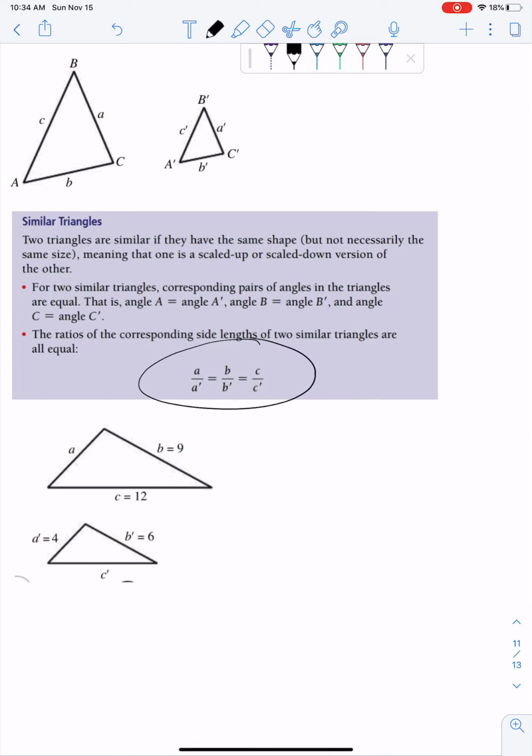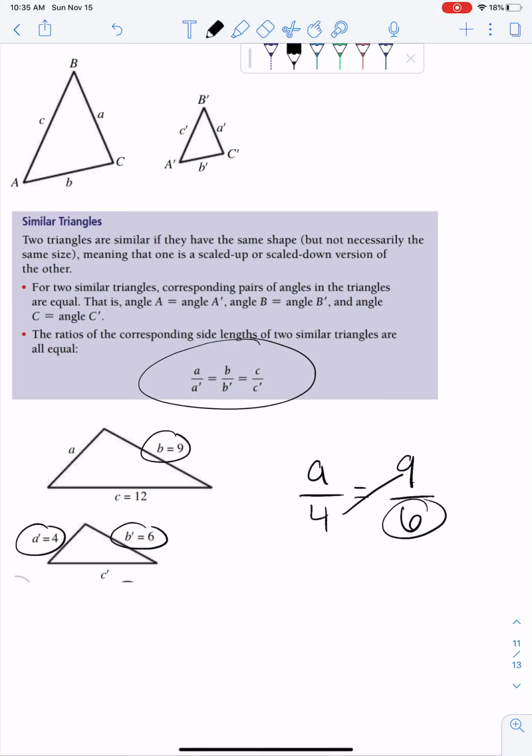The way that we're going to do this is I'm looking for A. I don't know what A is, but I know that A prime, my other triangle, that same side is 4. And I know that B on my original triangle is 9, and B on the new triangle is 6. So A over 4 equals 9 over 6. So if I cross multiply and divide by 6, 4 times 9 is 36, divided by 6 is 6. So that means A is 6.